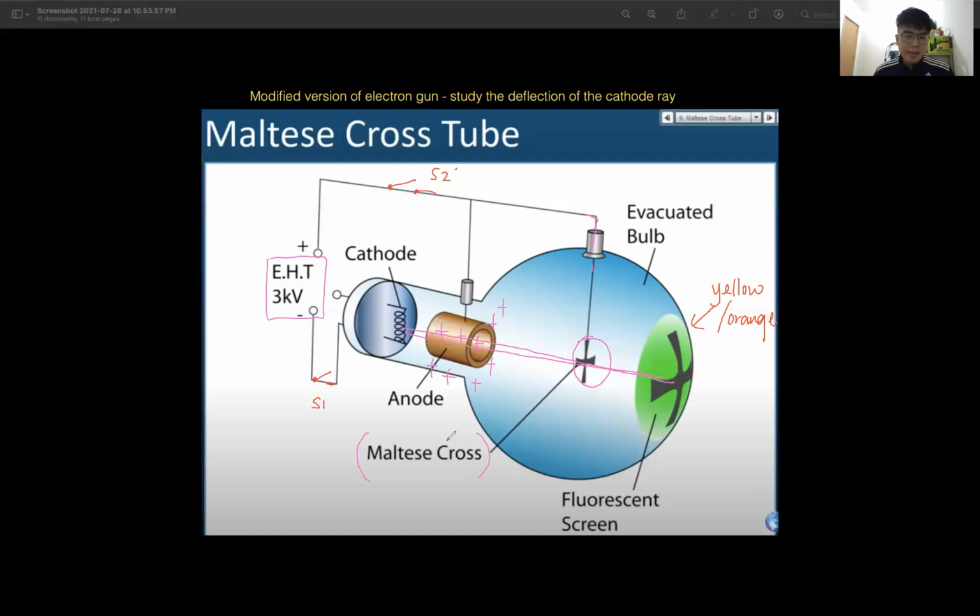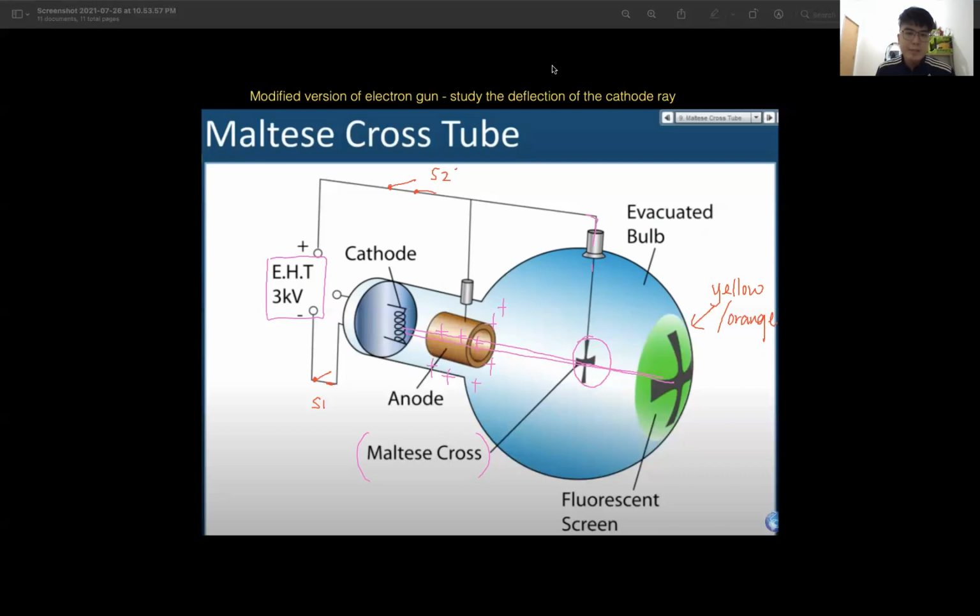Okay, so it's not like there's some specific reason why it must be a cross. No, you can use anything, okay? So the Maltese cross is to create the shadow. Now, the use of this whole setup is to study the deflection, right?